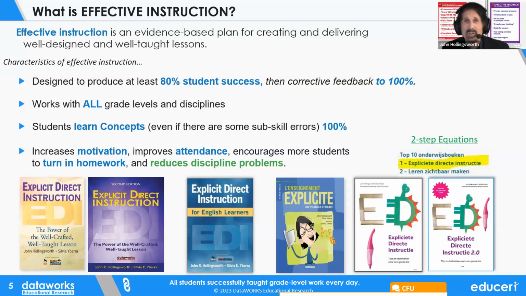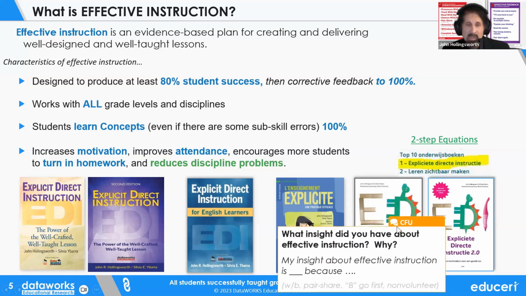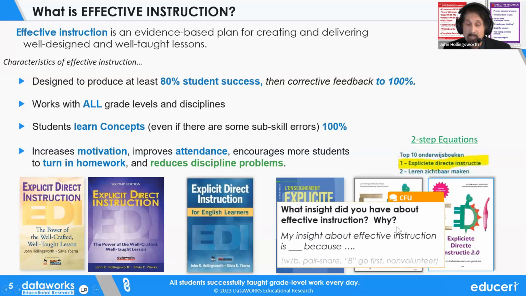Now, one of my rules is not to talk too long. I'm really at the limit of talking too long right here. So we need to have a checking for understanding question. So we're all going to read it together. Let's read right here. Ready to go? What insight did you have about effective instruction? And why? Okay, now some of you aren't talking, so we're all going to talk. And when you answer, you're going to use this sentence frame. Ready, go. My insight about effective instruction is blank because blank.